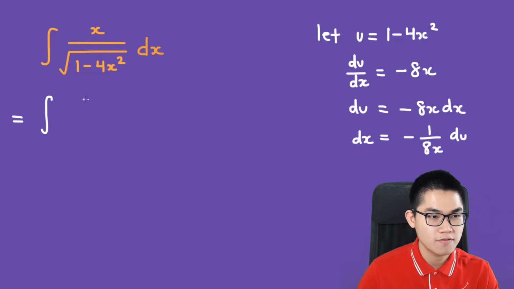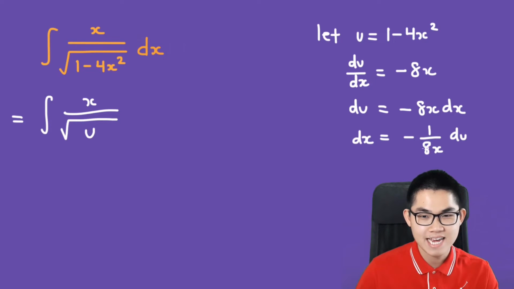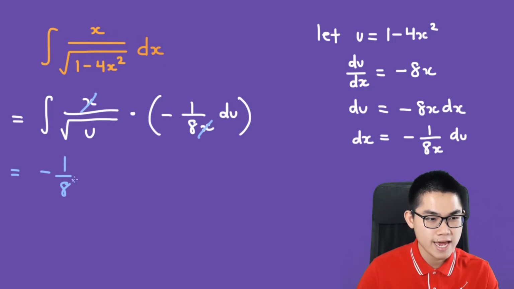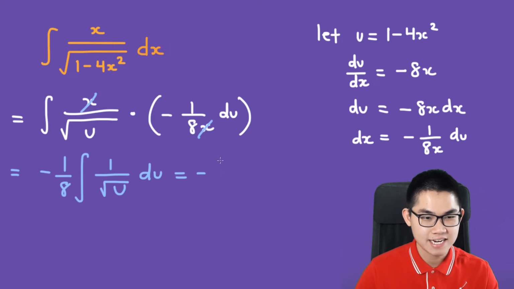We have the integral of x over the square root of u. Then dx is negative 1 over 8x du. So times negative 1 over 8x du. And as you can see, the x will cancel out. As well, you can move the 1 over 8 with the negative sign outside of the integral because it's only a constant. So we have negative 1 over 8 times the integral of 1 over the square root of u du. We can also rewrite this as negative 1 over 8 times the integral of u to the power of negative 1 over 2 du.